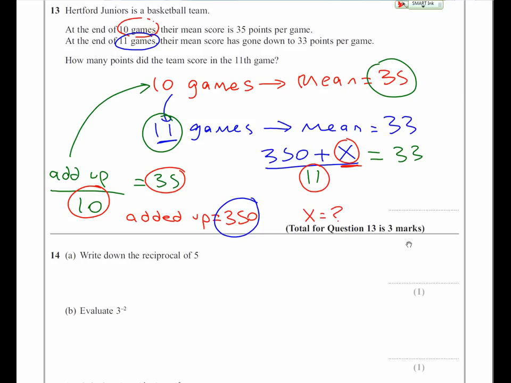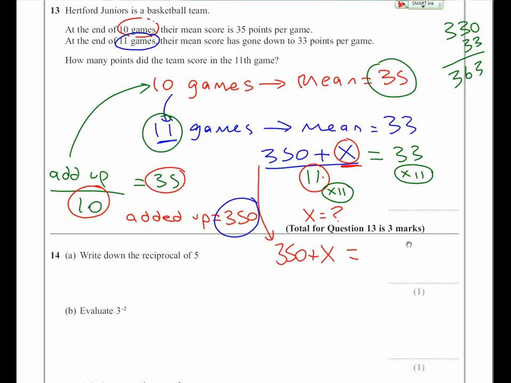We want to know what x is. First thing we're going to get rid of is this 11. So divide by 11, to get rid of it, we times by 11. That means we have to do 33 times 11. So 33 times 10 is 330. One lot of 33 is 33, so 363. Okay, so that means we've got rid of this 11. So our equation becomes 350 plus an unknown amount equals 363.